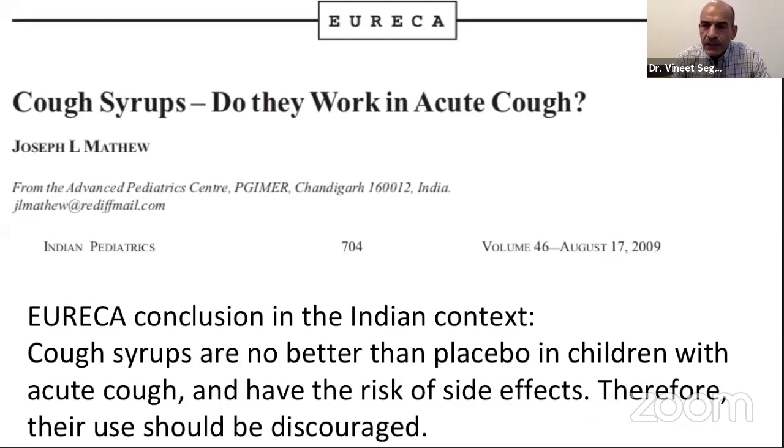So what's the take on the efficacy of cough syrups? This was by one of our co-faculties, Dr. Joseph, who was with us just about an hour back. This was a publication done in 2009, I think. And it said that cough syrups are no better than placebo in children for acute cough and have the risk of side effects. Therefore, their use should be discouraged.